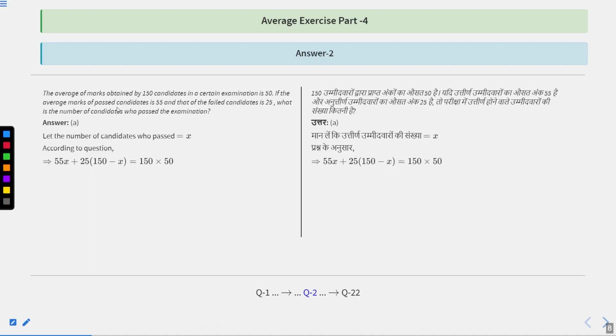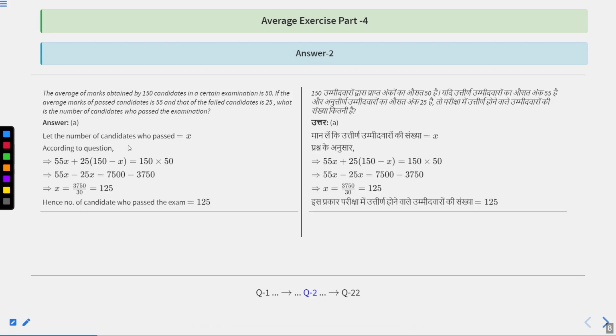How? The average of 150 candidates is given as 50, the average of passed candidates is 55 and of failed candidates is 25. So we can write 55 into x, the total marks of x candidates who passed, and 25 into (150 minus x) for those who failed, equals 150 into 50. We calculate and get the value of x, which is 125. The question asks for the number of candidates who passed the exam, so 125 is the correct answer. Next one.